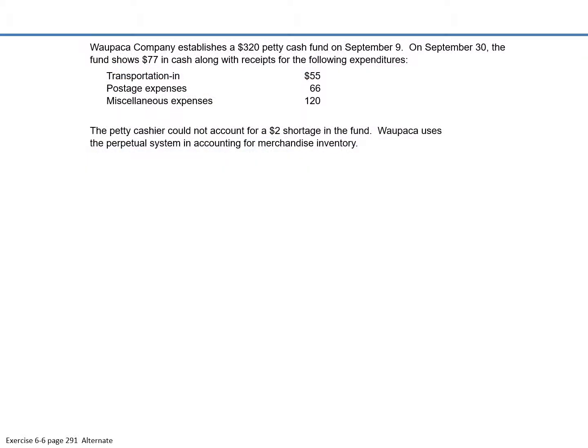All right, same problem, different numbers. Why don't you take a stab at it? And then you know the drill, resume the recording, and we can go through the answers.